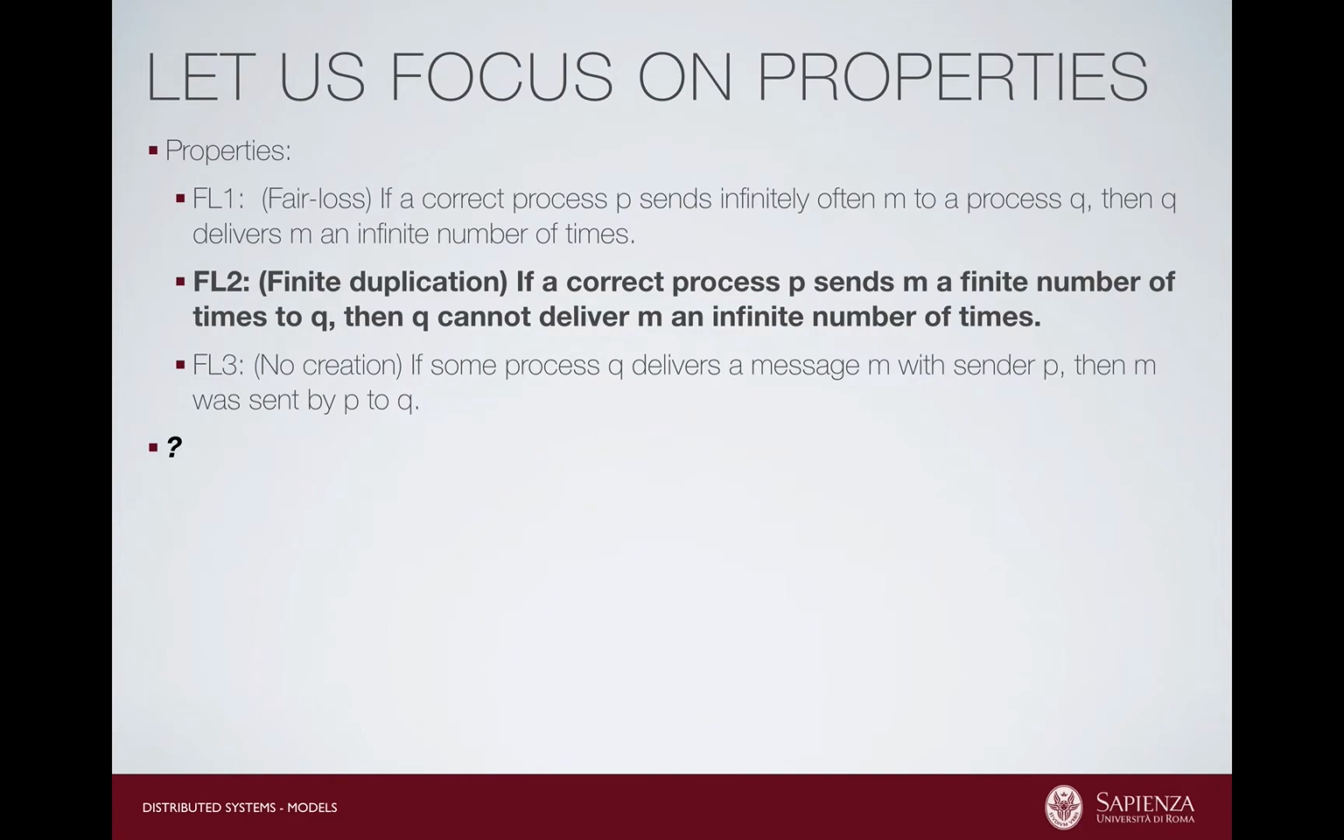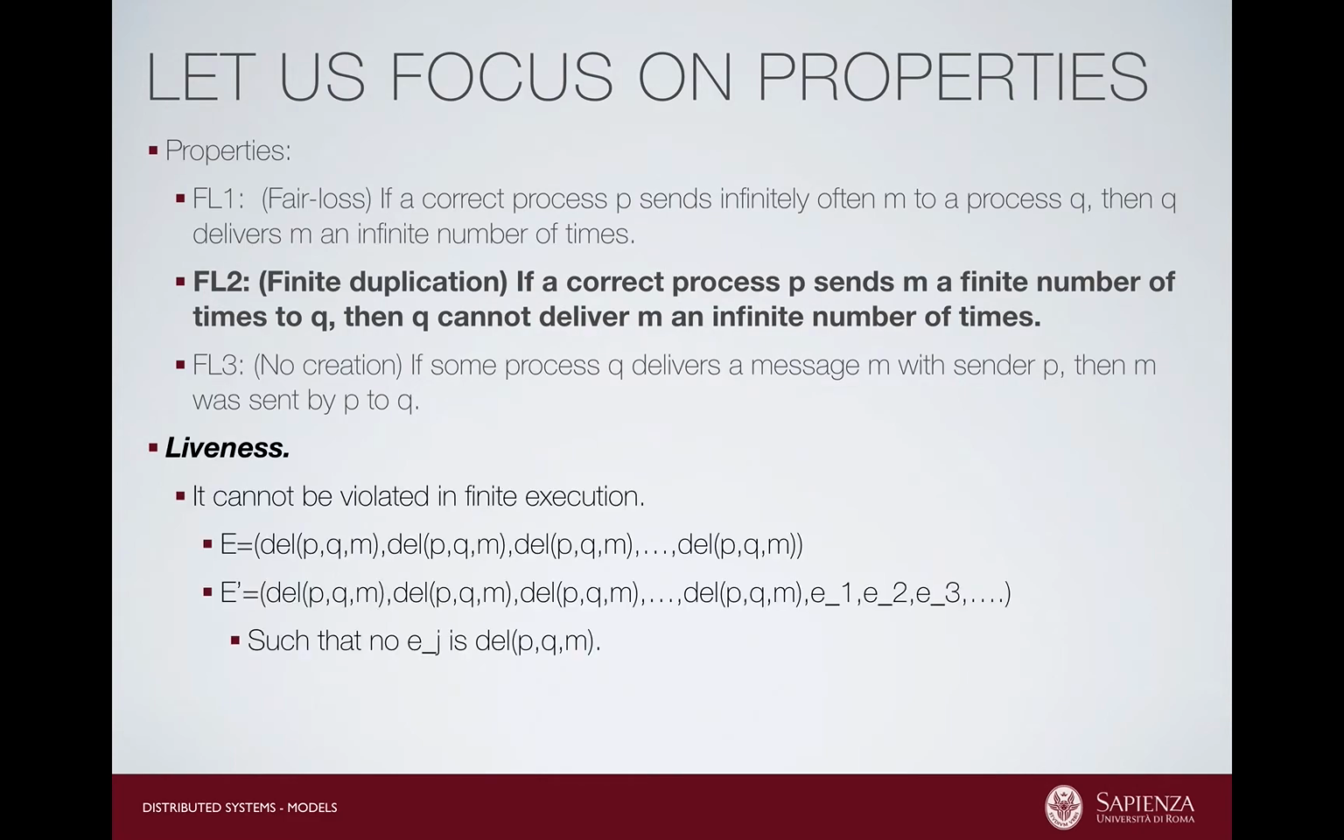And then there is the finite duplication property that says that if a correct process P sends M a finite number of times to Q, then Q cannot deliver M an infinite number of times. And what kind of property is this? Is it safety or liveness? So it's a liveness property, and the intuition is that it cannot be violated in a finite execution.